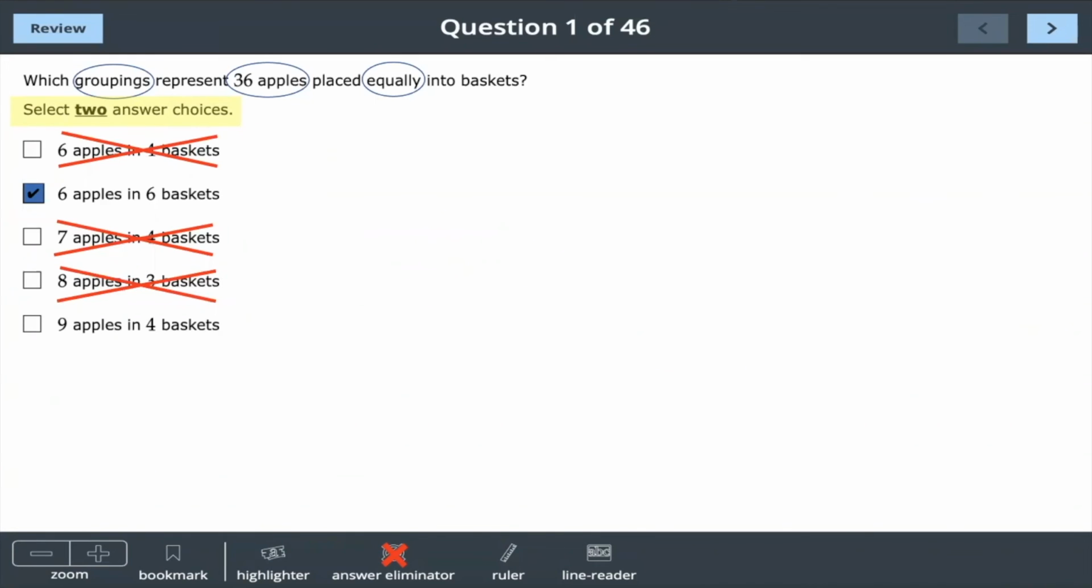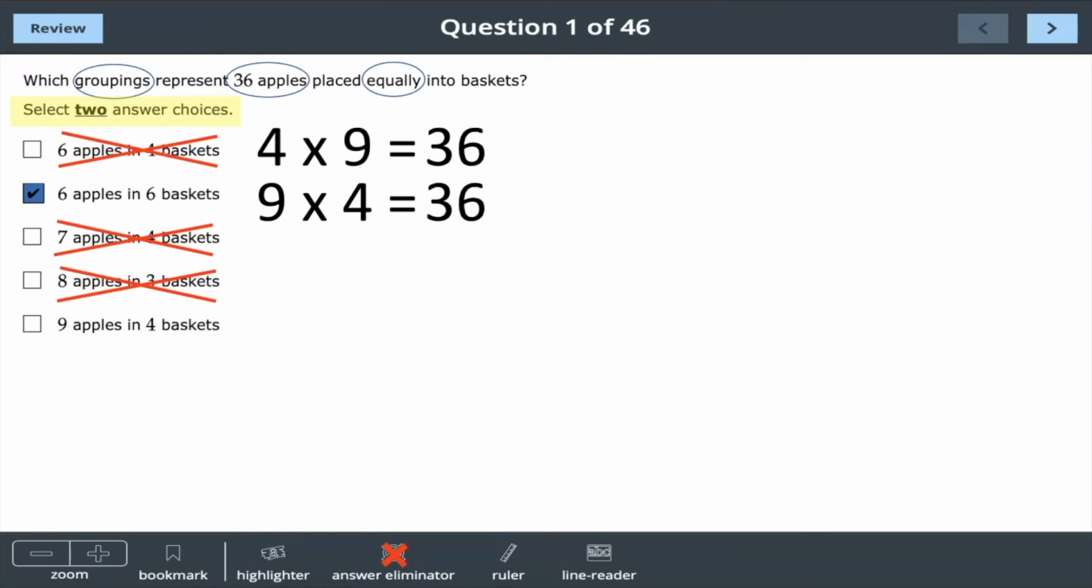9 apples in 4 baskets. I can represent 9 apples in 4 baskets by writing 4 times 9 to represent the 4 groups, which are 4 baskets, and the 9 objects or apples in each basket. I can also write it as 9 times 4. Both give me a product of 36.